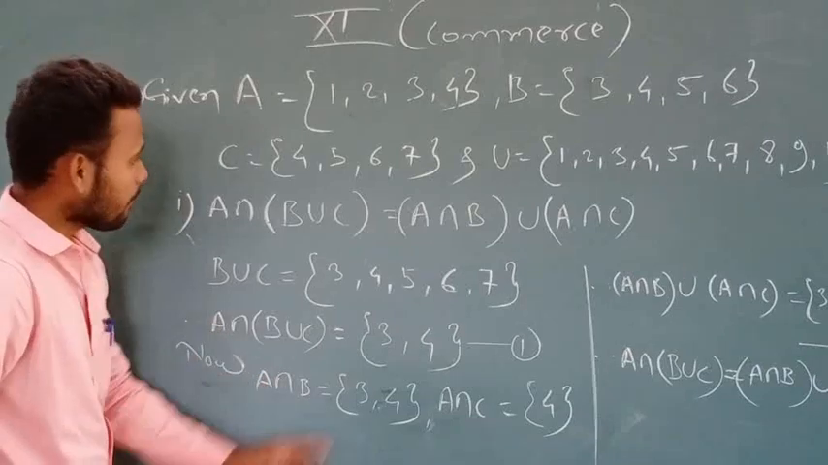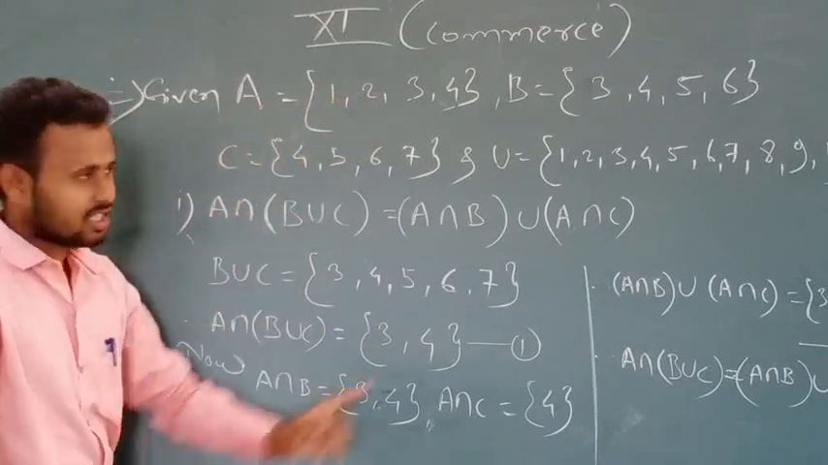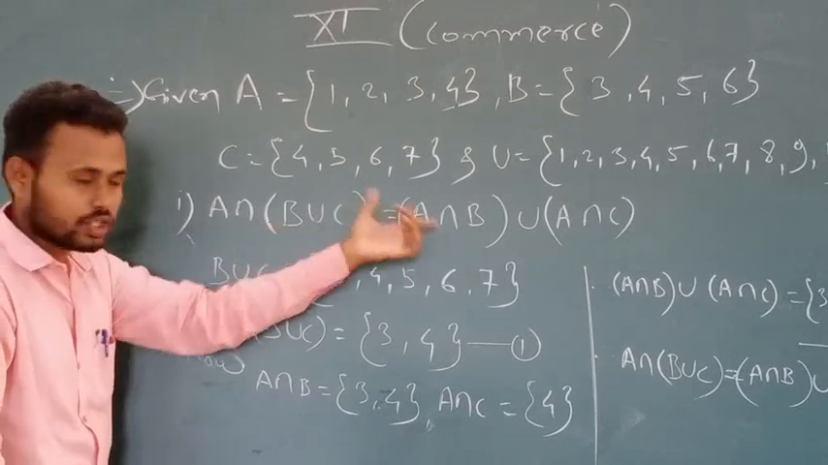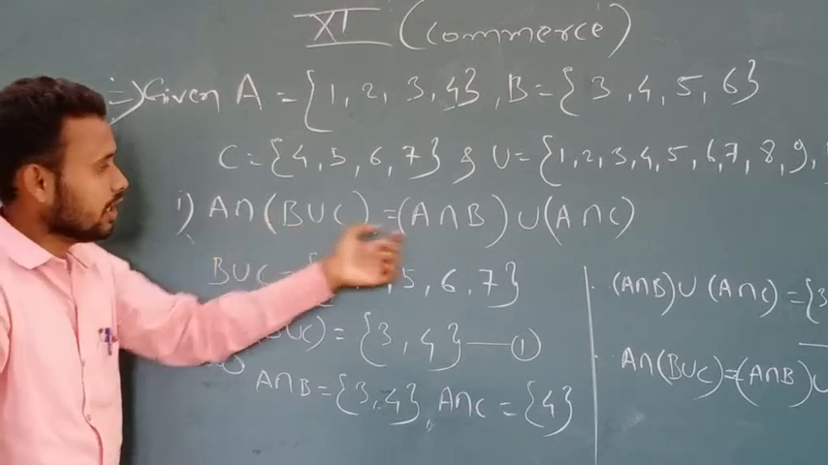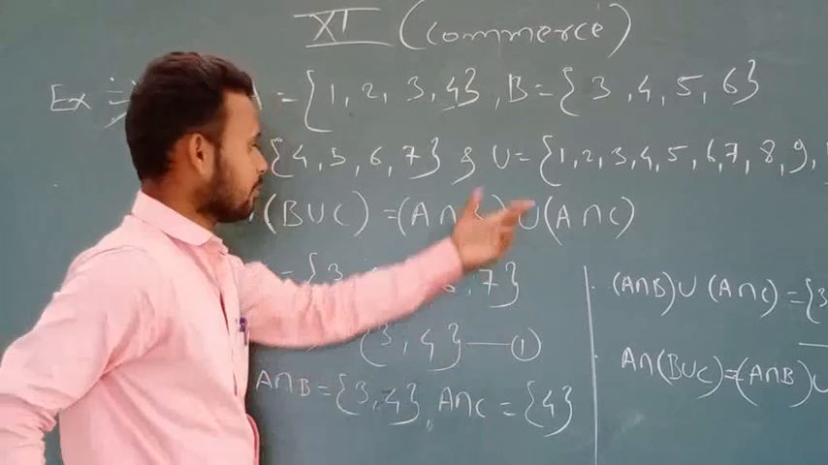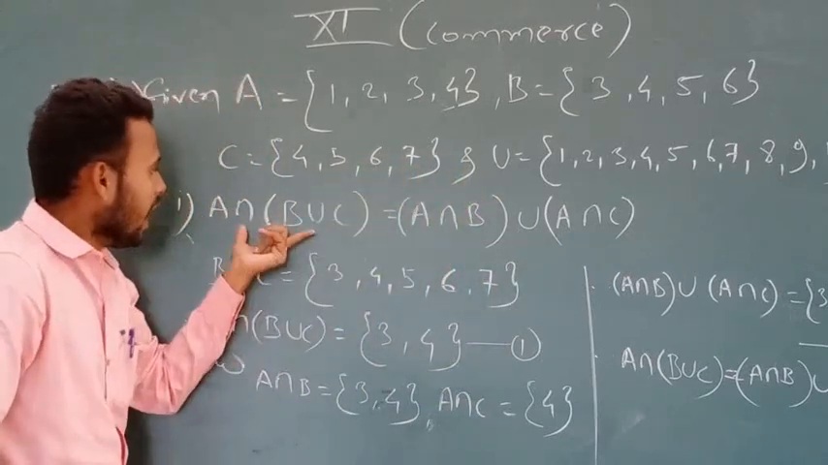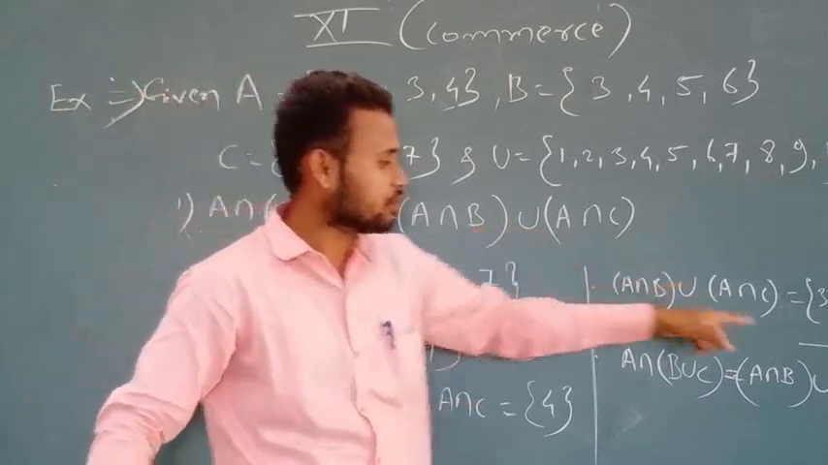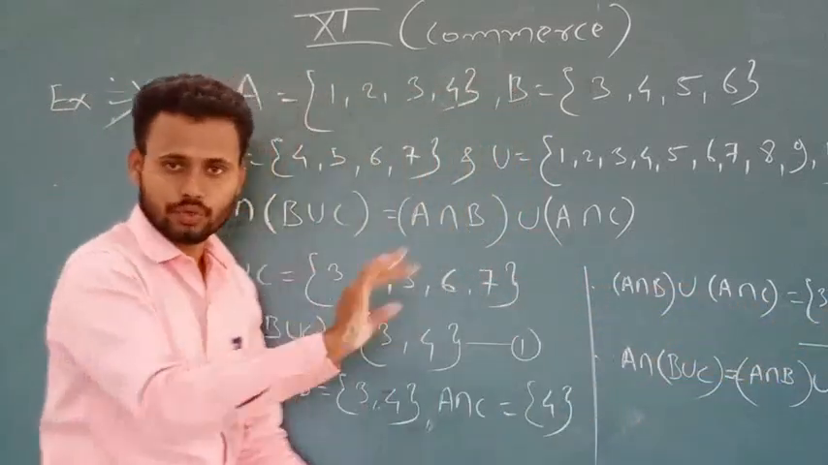Clear? What was the question? A, B, C are the sets. U is the universal set. Then verify that A intersection with B union with C is equal to A intersection with B union with A intersection with C. You have verified this. First, what did you do? You found out the LHS, equation first. Then next, you found out the RHS, equation second. And then from 1 and 2 we get the required answer.